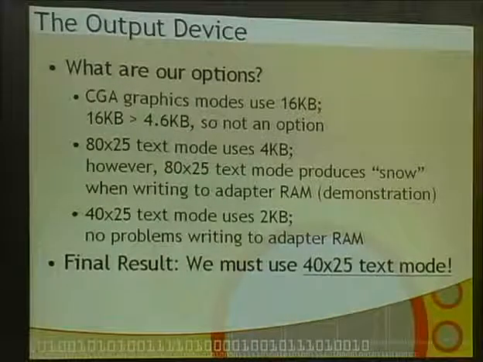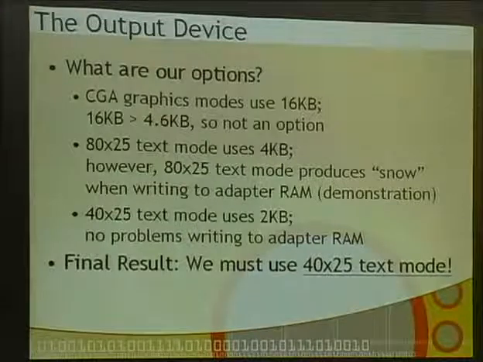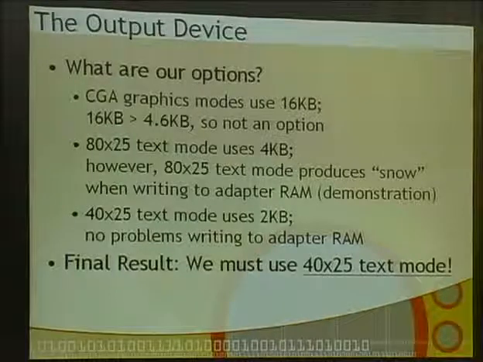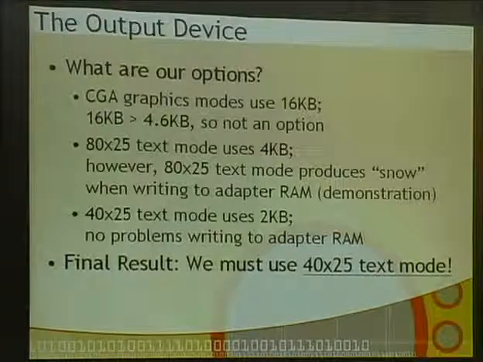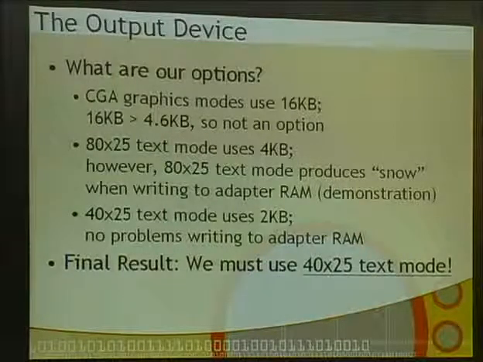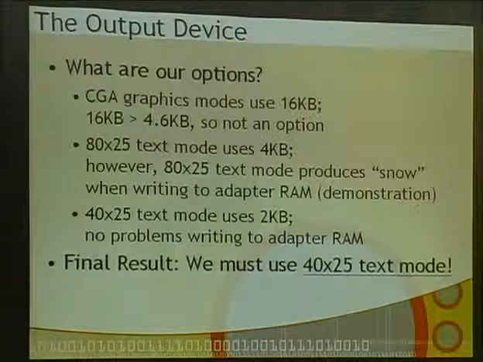However, 80 by 25 text mode has a problem with snow. And if this sucker boots, I'll give you an example. When you write directly, the memory in CGA is not dual ported. So when you try to write directly to screen RAM, I don't know if you can see it, see how there's snow? There's all this flashing snow on the screen whenever the screen's updating. You can't use that. The video would be unwatchable.